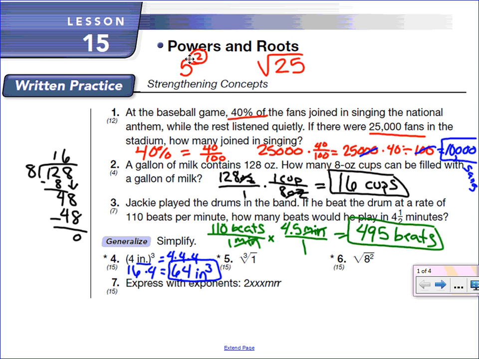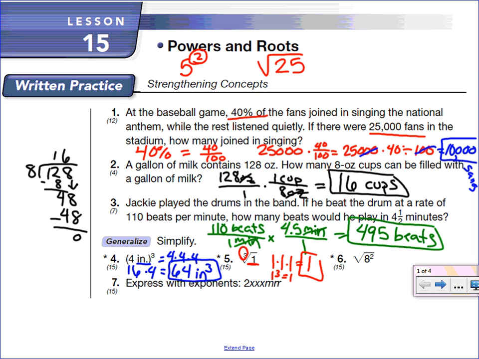Number 5 is asking the question, what number times itself 3 times equals 1? So what number times itself 3 times, because it's the cubed root, equals the number underneath, 1? Well, 1 times 1 times 1 is equal to 1, so our answer is 1, because 1 cubed equals 1.